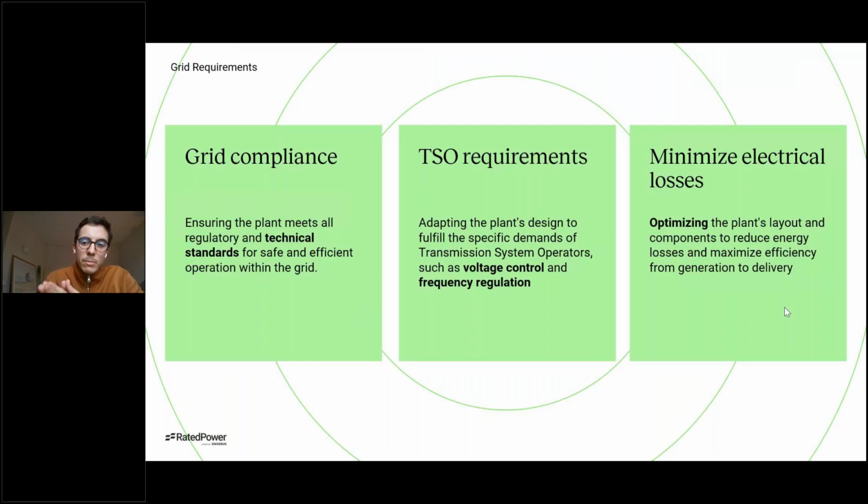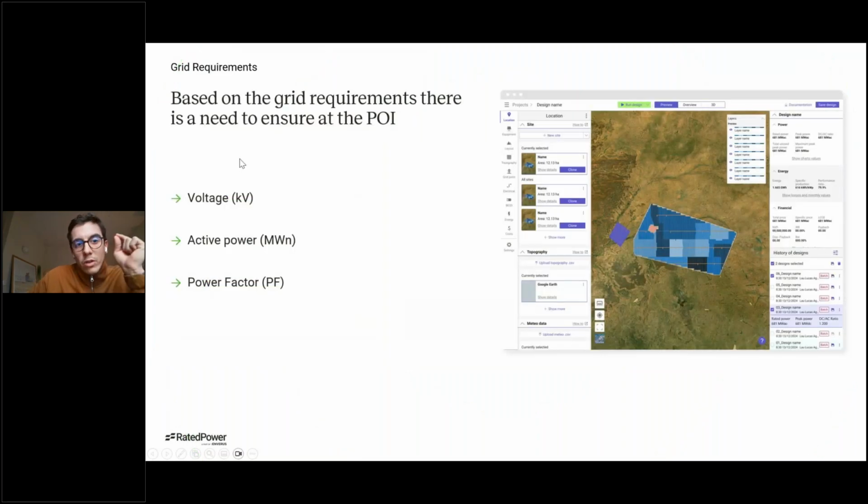So we basically sum up optimizing PV plants for seamless grid integration in these three different aspects, and these three aspects take us to the three points that we are going to optimize. Based on the grid requirements, there is a need to ensure three things at the point of interconnection. The voltage: you will get a point of interconnection in a substation at a voltage level, and it's important that you arrive at the substation at that voltage level. Also, the active power you have by contract and the power factor, which may be important.